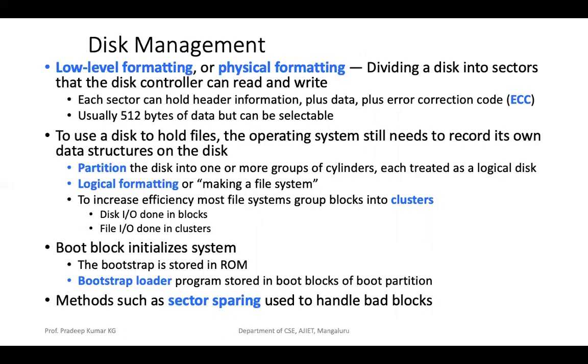And later we discussed disk management, how we can manage the disk via low level formatting or physical formatting, and then how we can partition, which is nothing but logical formatting. So these are the things we already discussed.